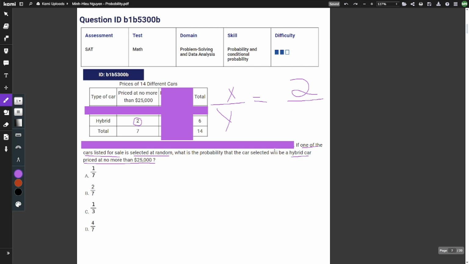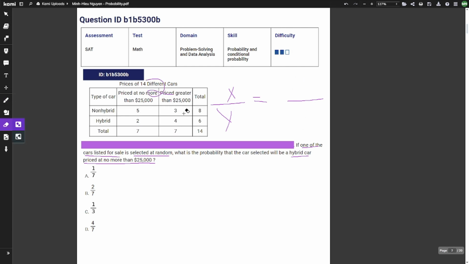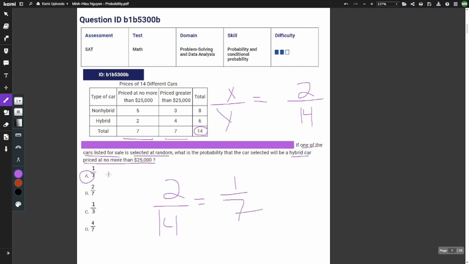You see, the bottom number is actually going to be the cars listed for sale. Now, what does this mean? This means it's going to be all of the cars listed for sale. I don't know why that 2 teleported over. Anyways, this includes both the cars that are priced at no more than $25,000 and the cars that are priced greater than $25,000. Basically, all that yapping was just to say that our bottom number is going to be 14. 2 over 14 reduced is just going to be 1 over 7. So our answer is going to be A.